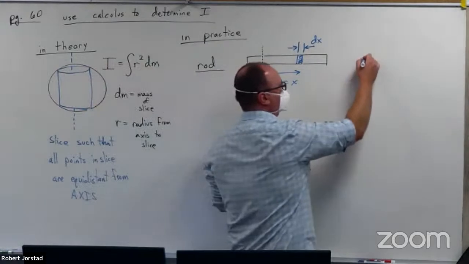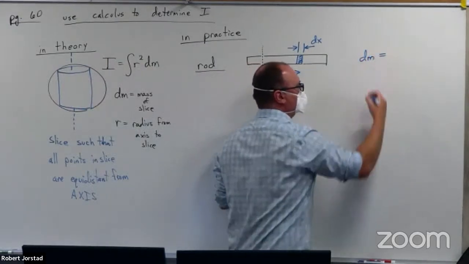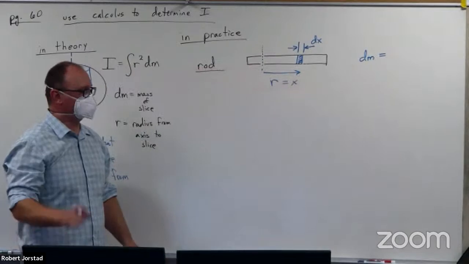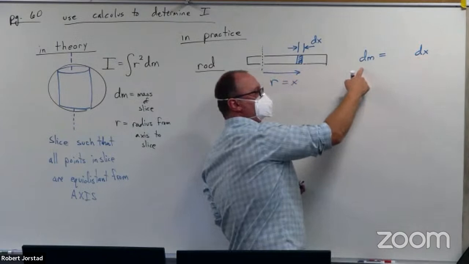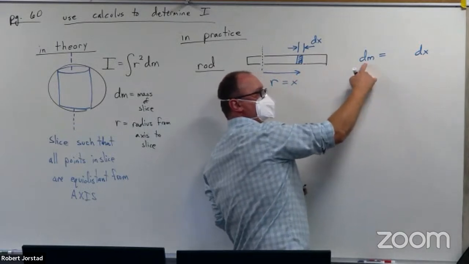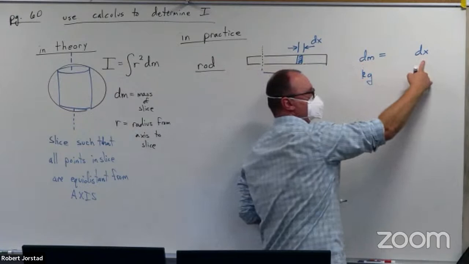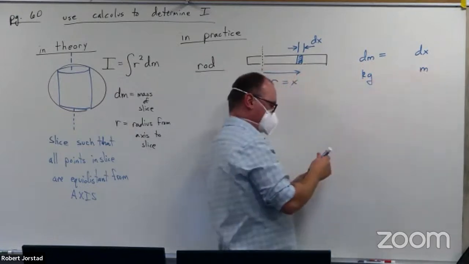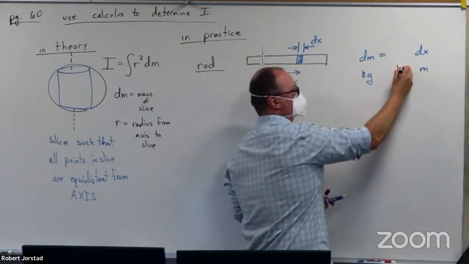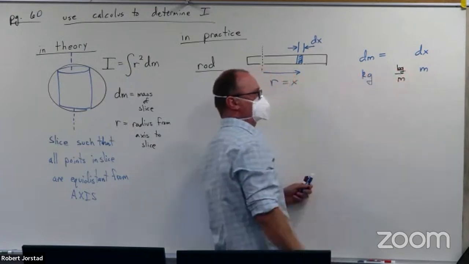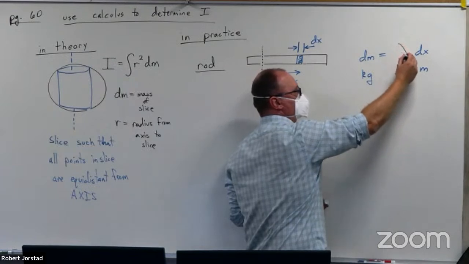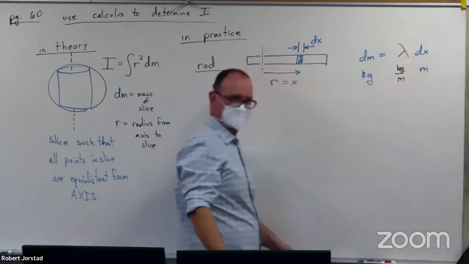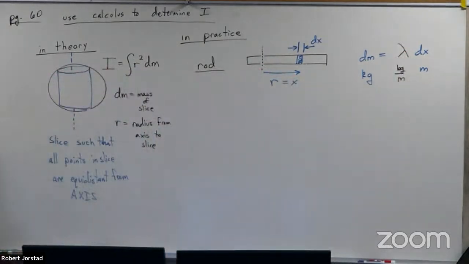Help me out. What's dm for a one-dimensional object? Not dx, but it relates to dx. What are the units of this? This is mass. Kilograms. So what do I need in here? Kilograms per meter. What has units of kilograms per meter? Upside down y is a lambda. Got it? Remember that from center of mass? Same crap.